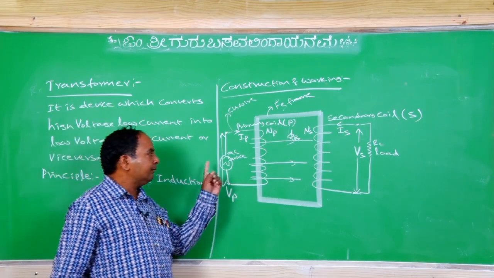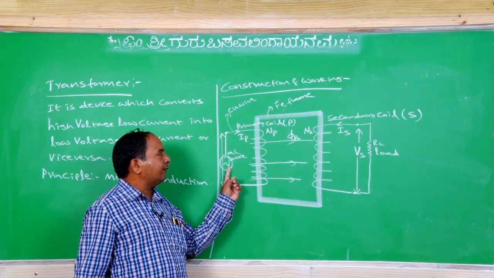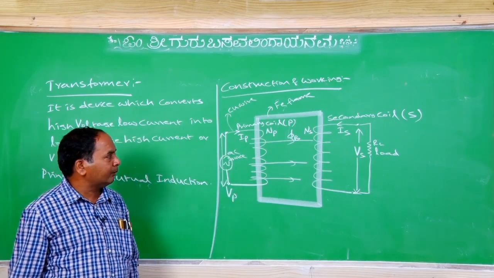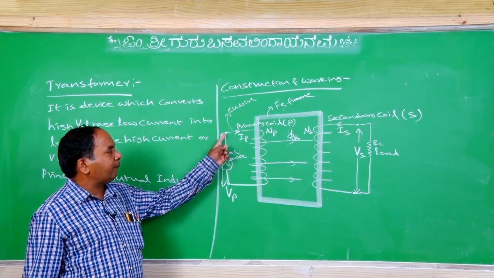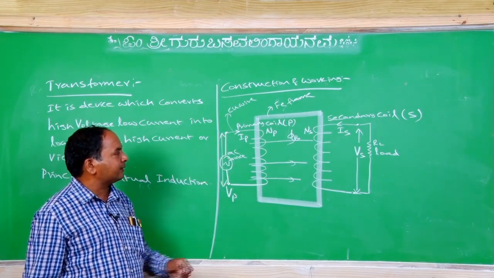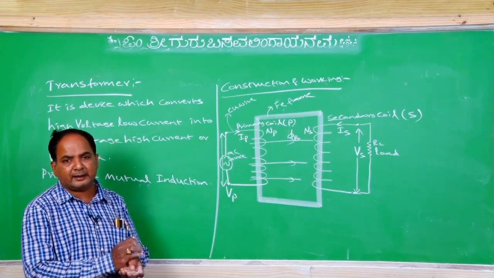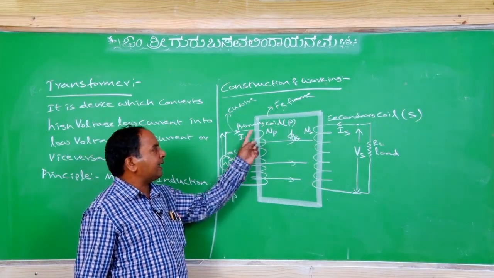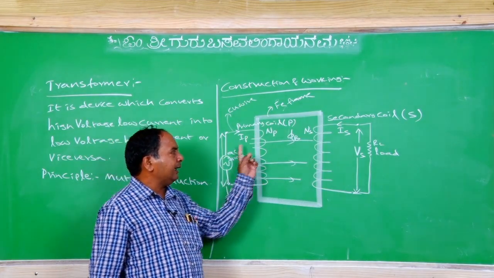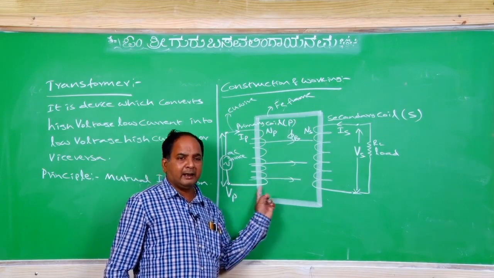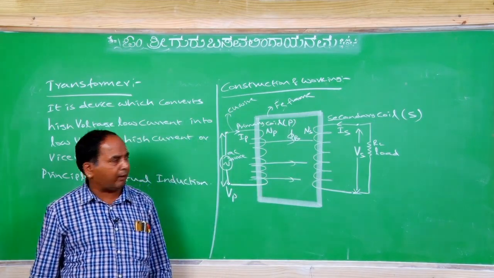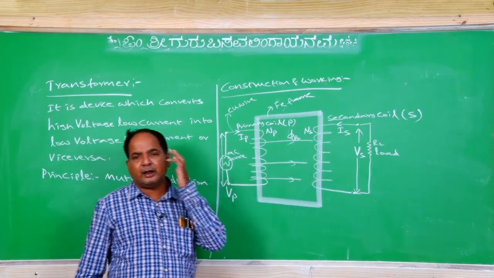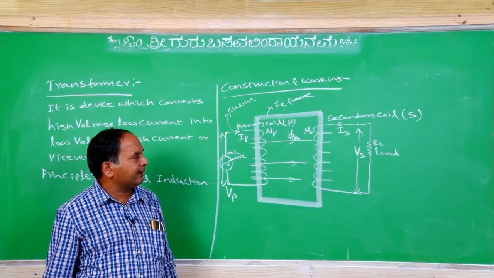Working means what? If the AC source is switched on, then what happens? Here IP, the primary current, is passing through the primary coil, and the potential difference between the terminals of this primary coil is considered as VP, which is provided by the AC source. When the current passes through the primary coil, in its vicinity a magnetic flux linkage will form. Due to the magnetic flux linkage, in the secondary coil the induced current will be generated.